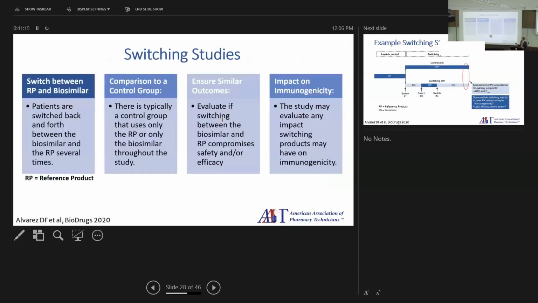So a switching study is where patients will switch back and forth between a reference product and a biosimilar. So they will compare patients that receive just the reference product to patients that switch back and forth between the reference product and the proposed biosimilar, and they want to make sure that there are similar outcomes between those groups and that there's no significant impact on immunogenicity.